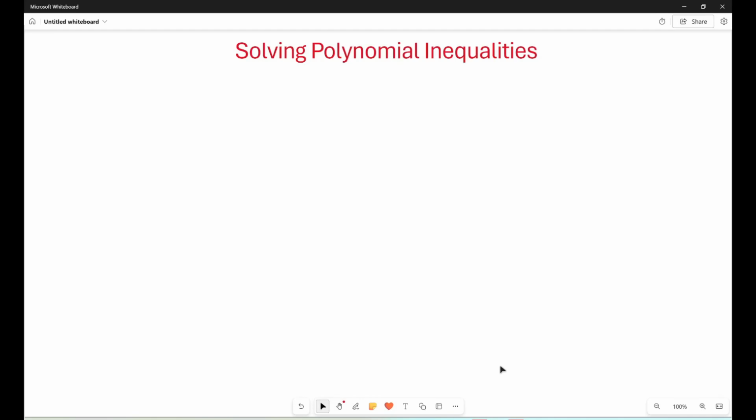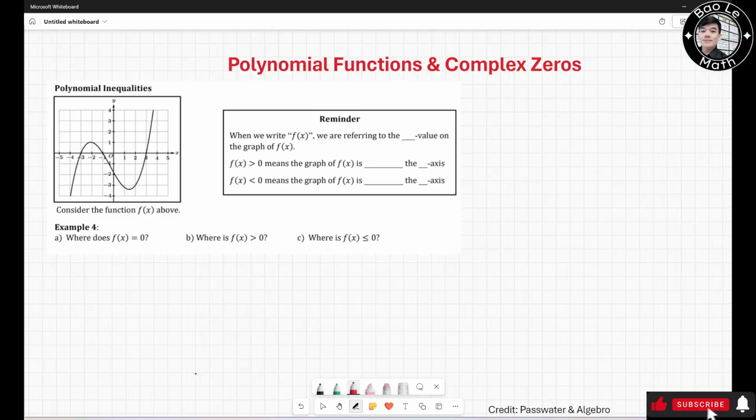Hello everyone, in this video we're going to learn how to solve polynomial inequalities. There are two different ways to solve a polynomial inequality. The first way, we're going to solve it with a graphing calculator. So if we are given a graph, how can we solve it? So we look at this one.